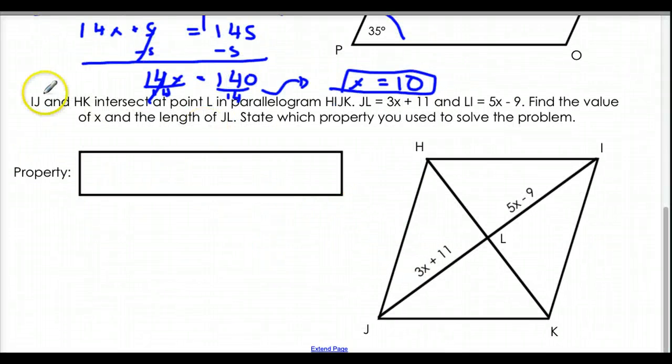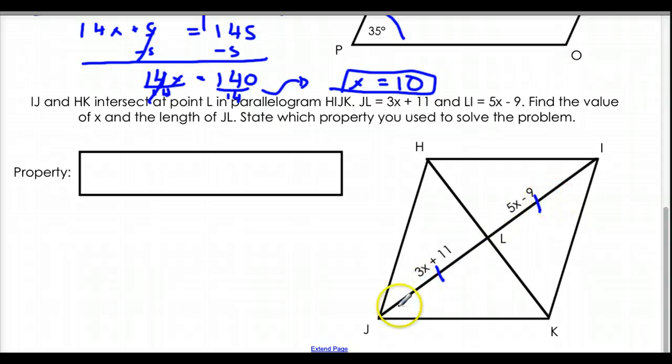And finally, IJ and HK intersect at point L in parallelogram HIJK. JL is 3x plus 11 and LI is 5x minus 9. Find the value of x and find the length of JL. State what property you used to solve this problem. Now, once again, what property can we use? What do we know about diagonals? It's that they bisect each other. So these segments are congruent.